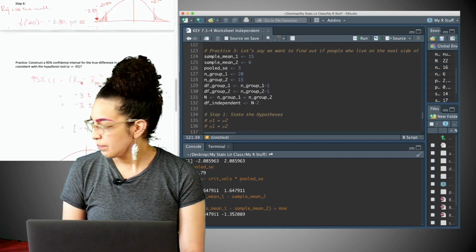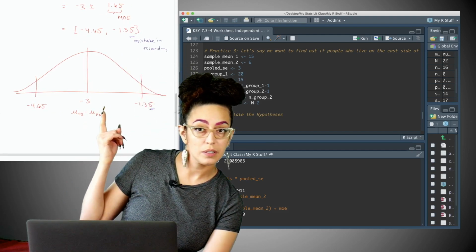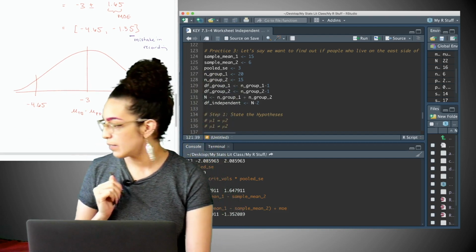Okay. Here is our confidence interval, our 3 in the middle, and that negative 4.65 and negative 1.35.